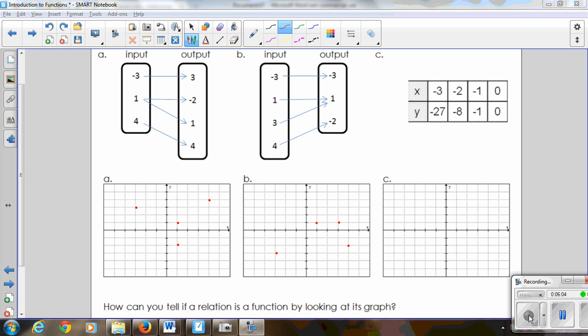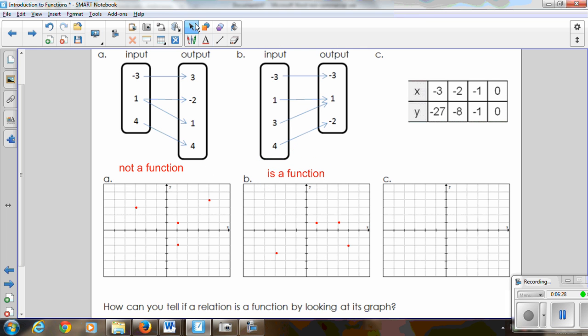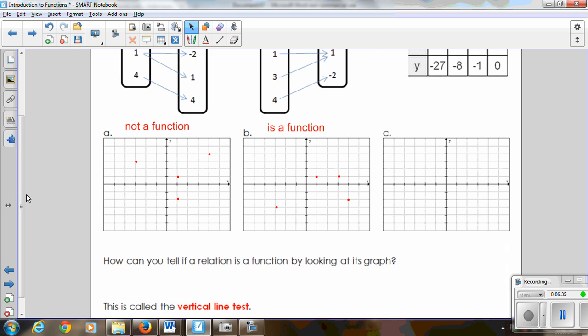Okay, so I've gone ahead and I've constructed scatter plots for the relations in letter A and B. And so what we want to do is just note, if you remember from the previous example, we said that letter A was not a function, but letter B was a function. And so we want to be able to tell graphically whether or not a graph represents a function. And so if you remember our definition, we said each x has to have a unique y in order for it to be a function.